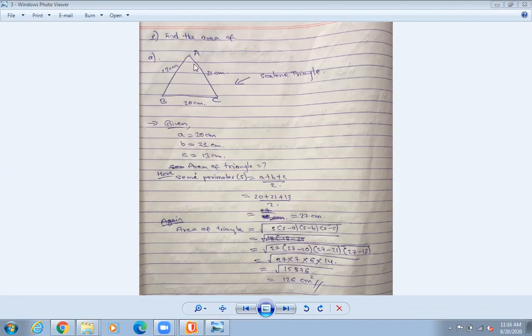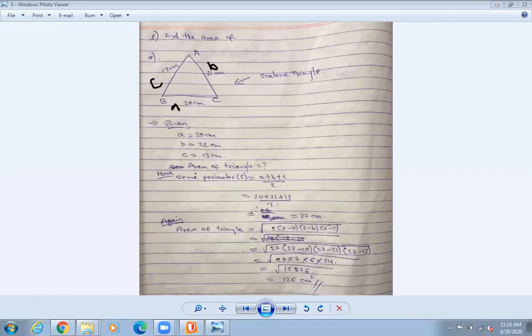Now what shall we do? So we need to find out ABC. The opposite of capital A is called small a. The opposite of capital B is called small b. The opposite of capital C is called small c.